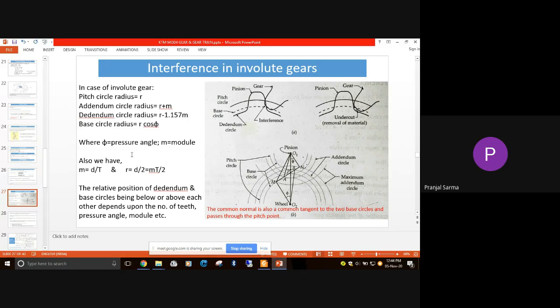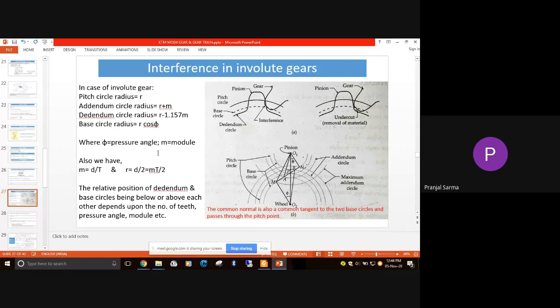From our previous knowledge, we already have these expressions. Suppose the pitch circle radius is r. The addendum circle radius can be obtained as the pitch circle radius plus the module. The dedendum circle radius can be obtained as the pitch circle radius minus 1.157 times the module. The base circle radius can be obtained as r cos phi.